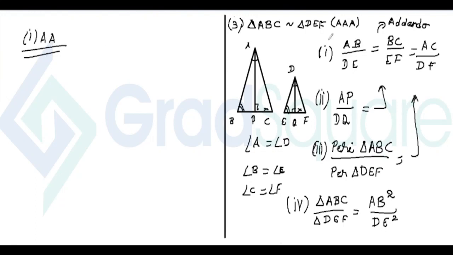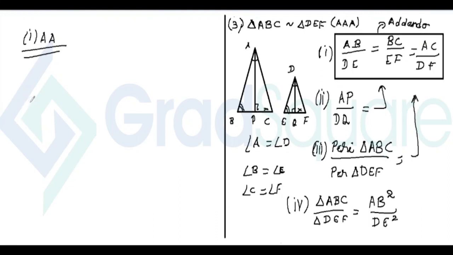The second sufficient condition for similarity is SSS. If I can prove that the ratio of all three side lengths is the same, then that is sufficient for me to say that the two triangles will definitely be similar to each other. Okay. So if nothing about the angles is given, but the lengths of the sides of both triangles are given, and you observe that the ratios of the sides are equal, then the two triangles will definitely be similar to each other.